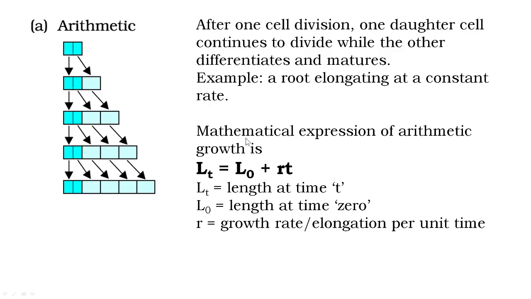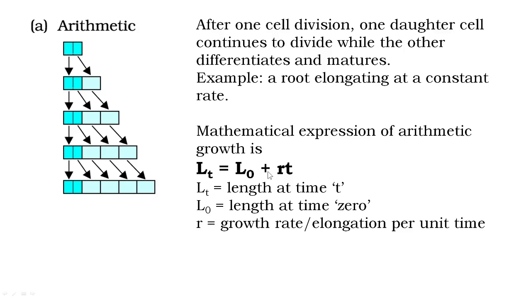And mathematically, we can express arithmetic growth as a formula. Lt is equal to L0 plus rt. Lt is the length at time t, L0 is the length at time 0, right? And r is the growth rate or the elongation per unit time. So this is the mathematical expression, or the mathematical formula, to show arithmetic growth.